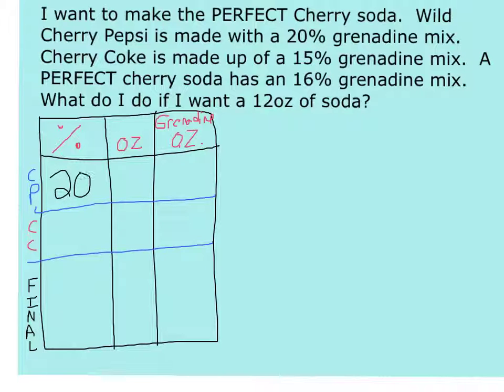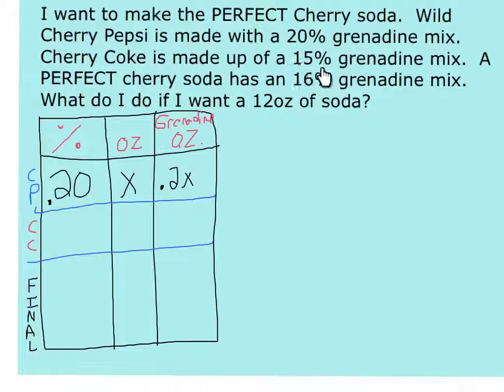20%, which is 0.20. Do we know how many ounces our cherry Pepsi is? No, we don't know how many we're going to have to pour. So I'm going to use the variable x. Then the way I find my amount of grenadine is I take 20% multiplied by how many ounces I have. So 0.20 multiplied by x. It looks like this: 0.2x.